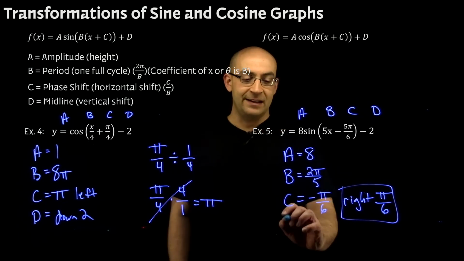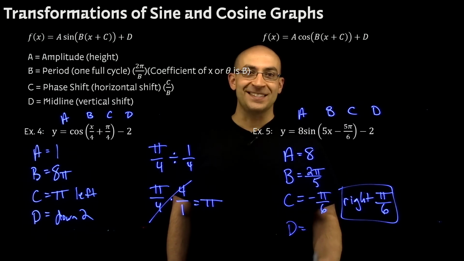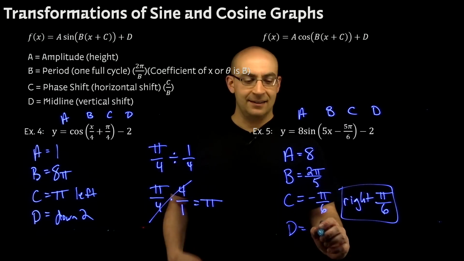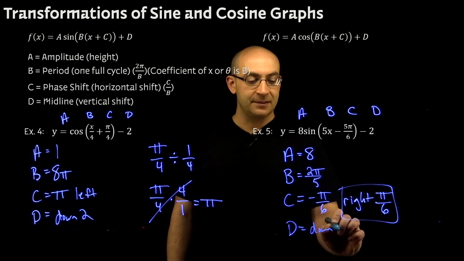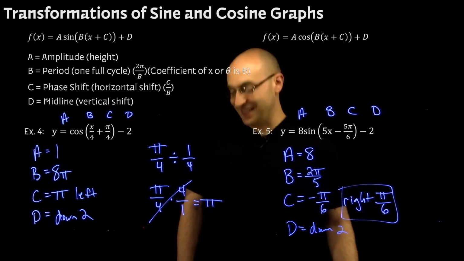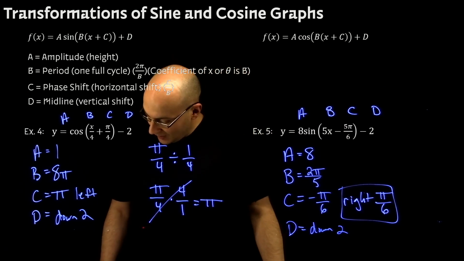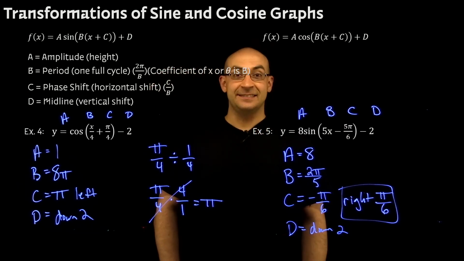And then D, back to some normalcy. We got a down 2 again. Hey, real original, buddy. You could have at least made it a +2. Okay, so we're looking good.